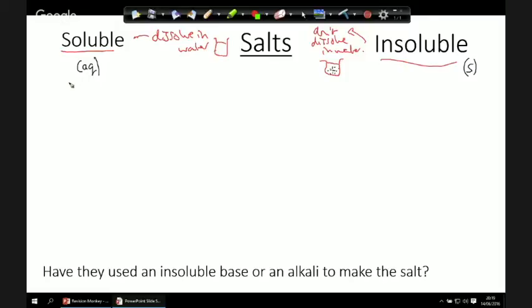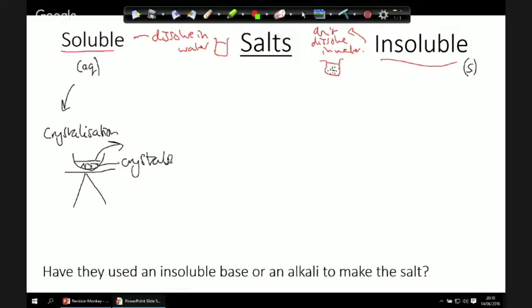When separating these salts then, for soluble salt, because it's dissolved in water, you would have to do a process called crystallization. And in this process, you have an evaporating dish, you have your solution in here, and you would heat that up over a Bunsen flame until the liquid evaporates, and you are left with your salt crystals. Sometimes, again, in the question, they'll give you a clue. They'll say, for example, copper sulfate crystals are made. That's a hint.